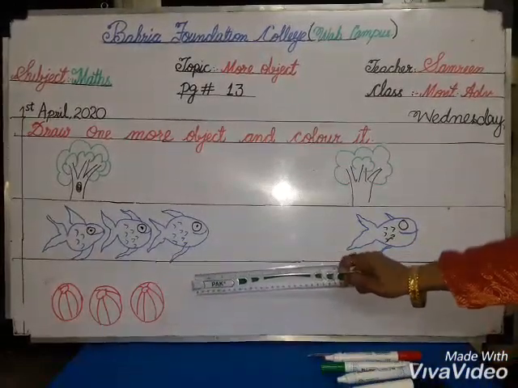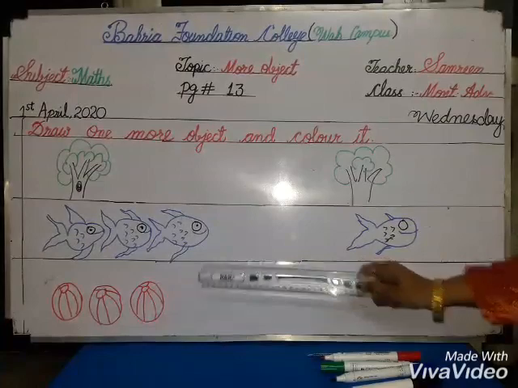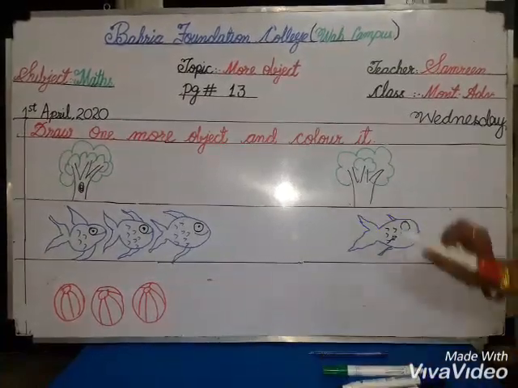Then, what are these objects? These are balls. So, draw one ball and color it.